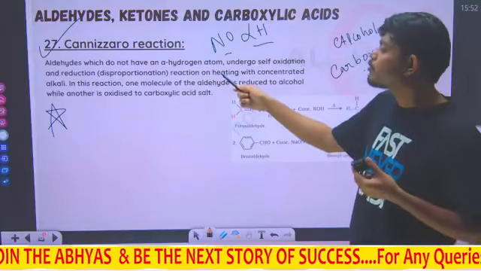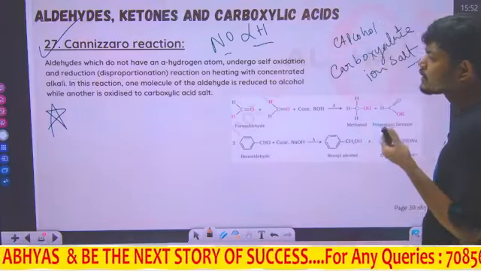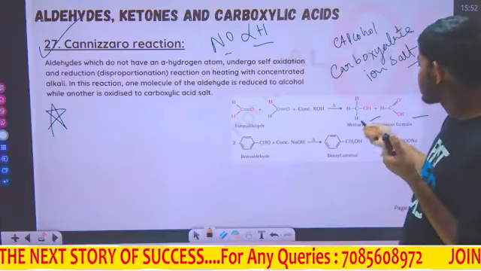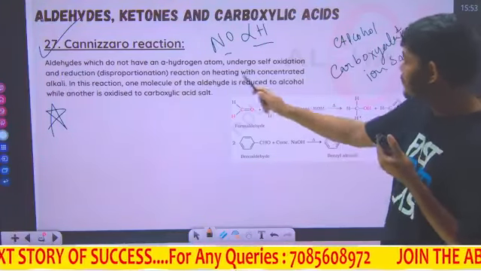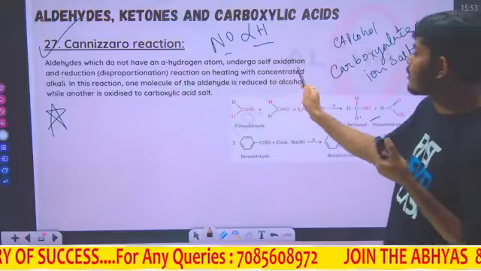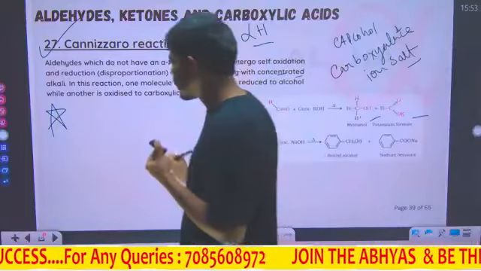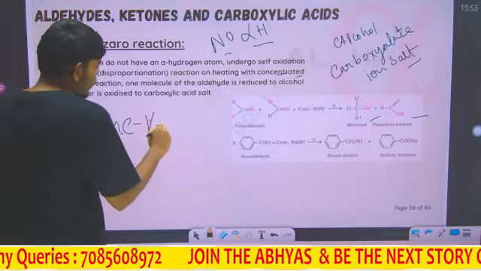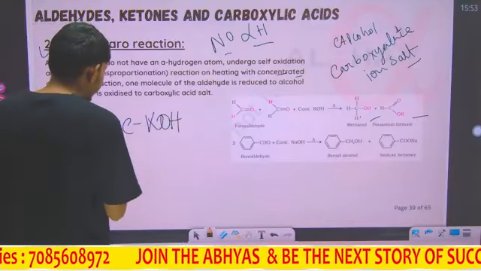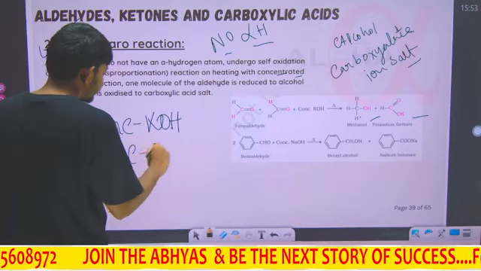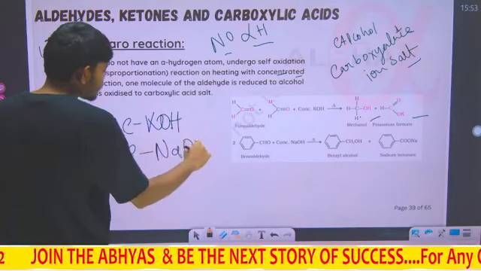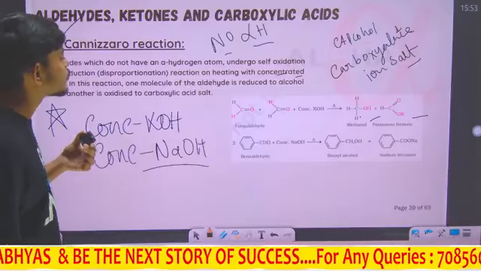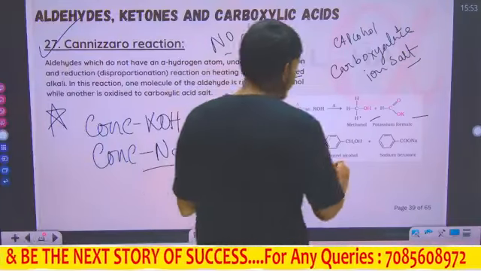Okay? Aldehydes which do not have alpha hydrogen undergo self oxidation reduction, actually a disproportionation reaction. This is your oxidation, this is your reduction, on heating with concentrated alkali. What is the reagent in Cannizzaro? Write in your copy. These are the reagents. One molecule of aldehyde is reduced to alcohol. As I've said, this is the reduced product.